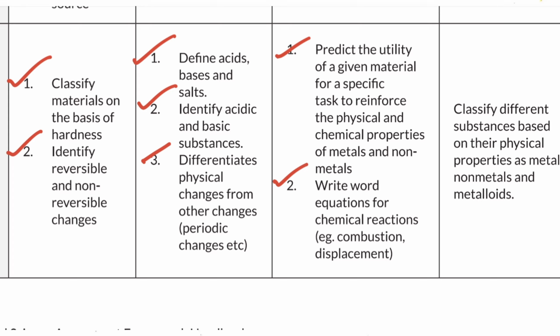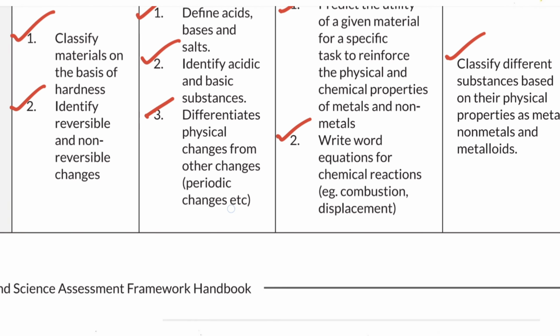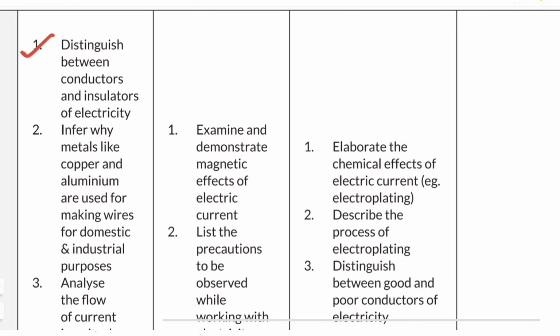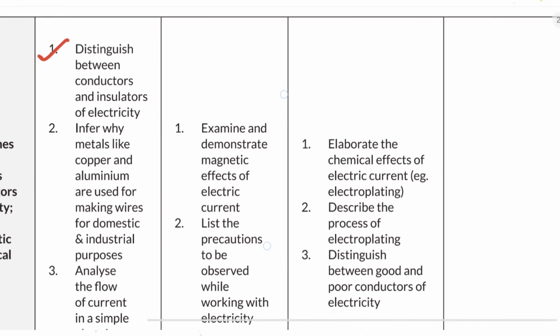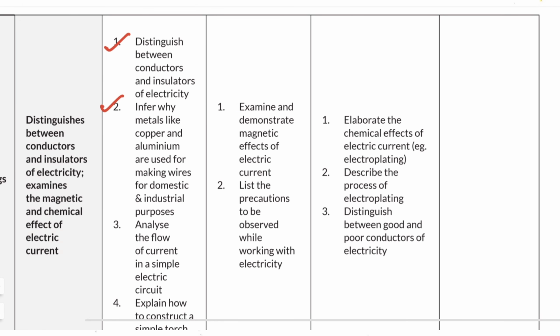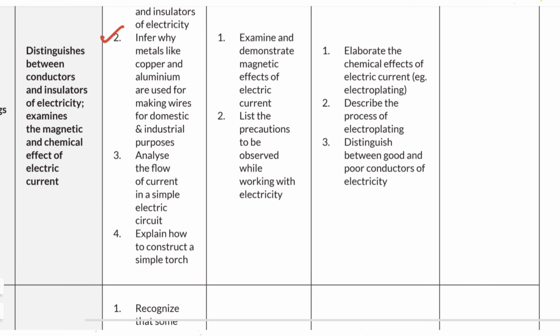Write word equations for chemical reactions, for example combustion and displacement. Classify different substances based on their physical properties as metal, non-metal and metalloid. Next one, distinguish between conductor and insulator of electricity. Infer why metals like copper and aluminum are used for making wires for domestic and industrial purposes. Analyze the flow of current in a simple electric circuit.